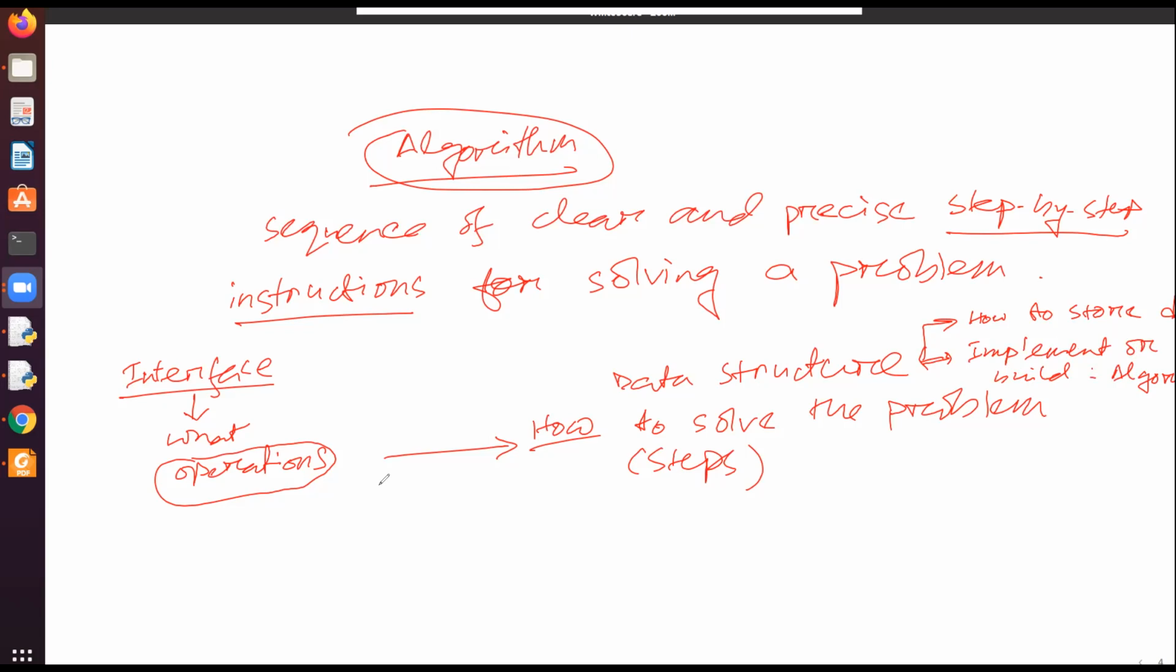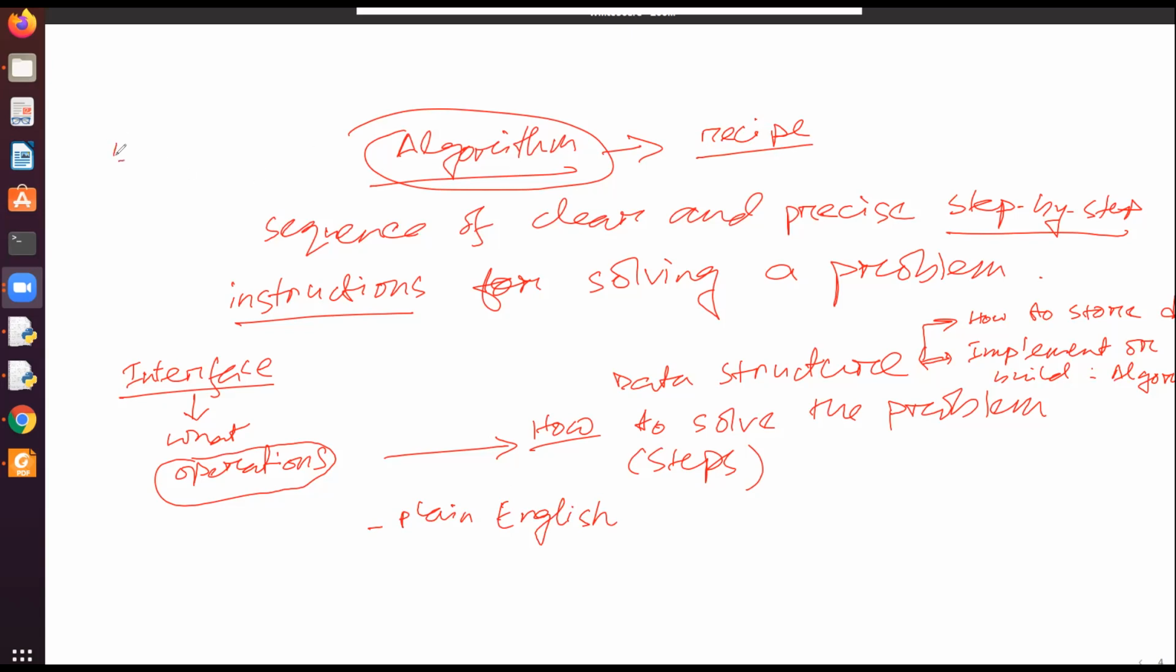Okay, and how can you express a particular algorithm? There are several ways. You can use plain English. An algorithm is sometimes compared with a recipe, a particular recipe for cooking. In a cooking recipe, you have the steps: what you should do step by step so that you can cook a particular food.